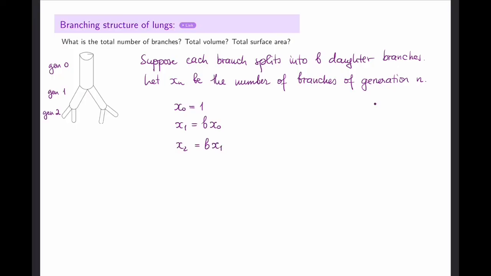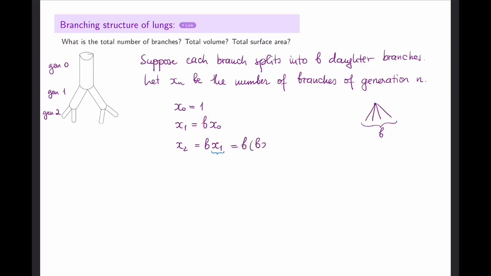For the following generation, I'm going to have b times the previous generation. Again, recognize that in each generation we're going to have one branch split into b branches. Now here, I have b times the previous generation, but my previous generation can also be written out in terms of x_0. So this x_1, I will be able to plug in from earlier and replace with b x_0.